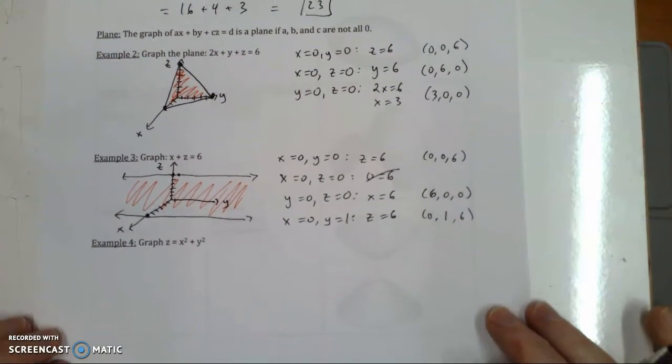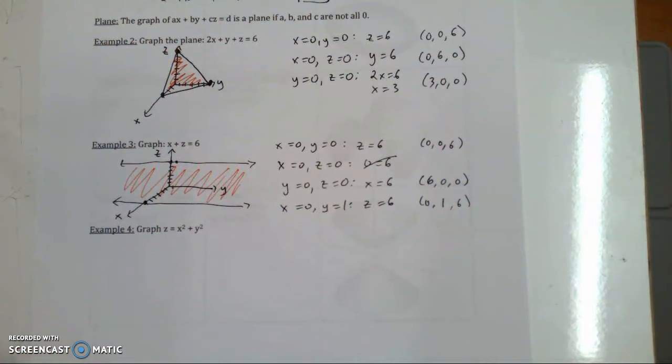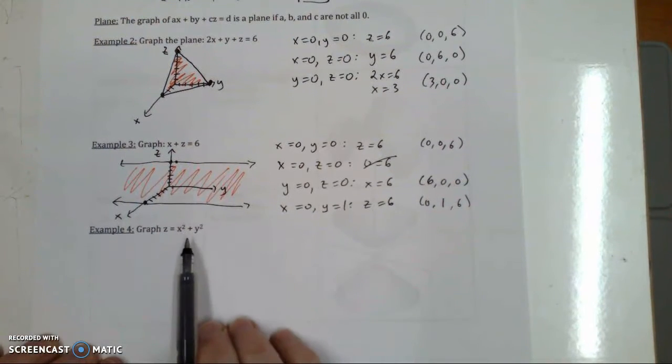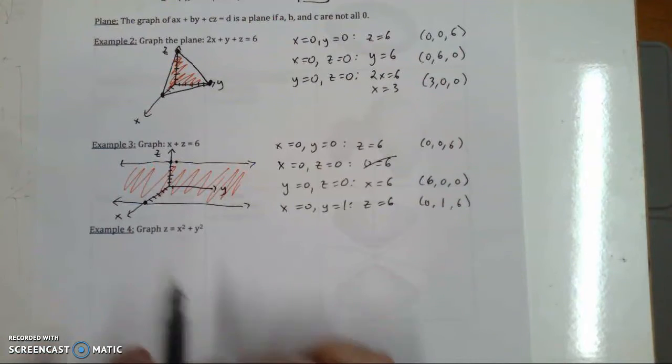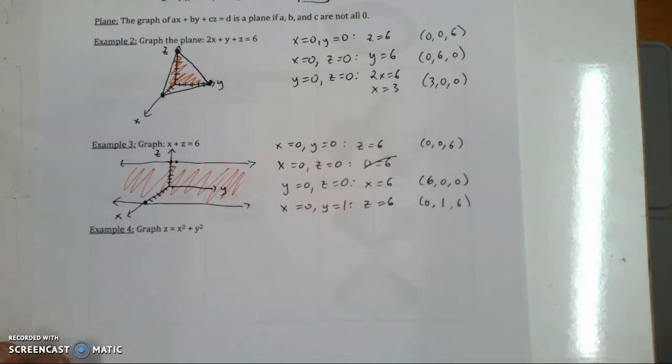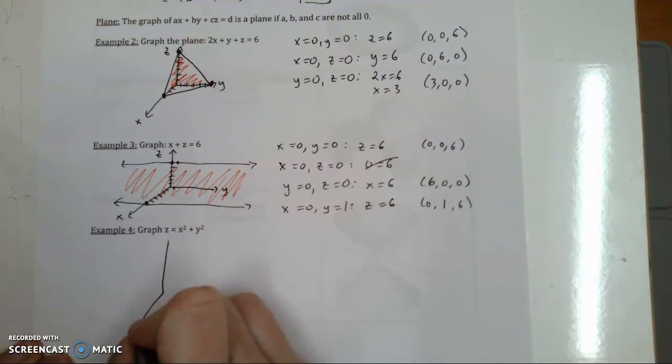Now we are going to look briefly at what happens if we've got something a little bit more exciting. So here I've got z equals x squared plus y squared. So this is not just going to be a triangle. This is going to be a little bit more involved. Let's draw an axis.